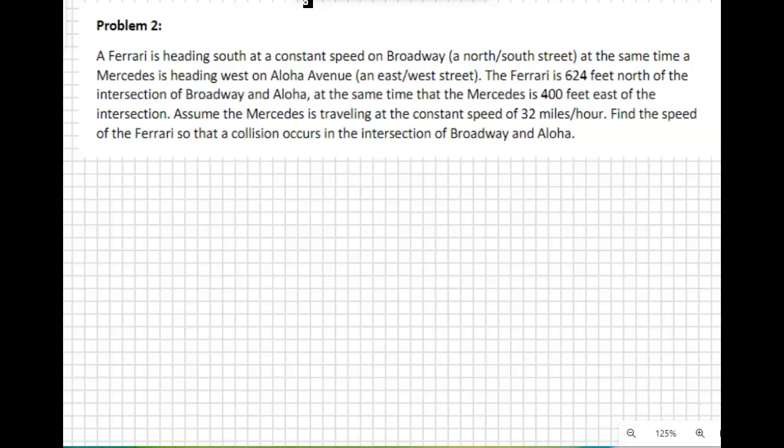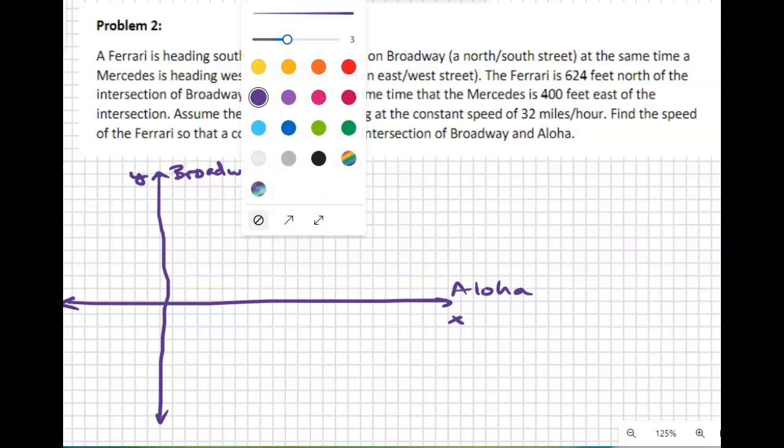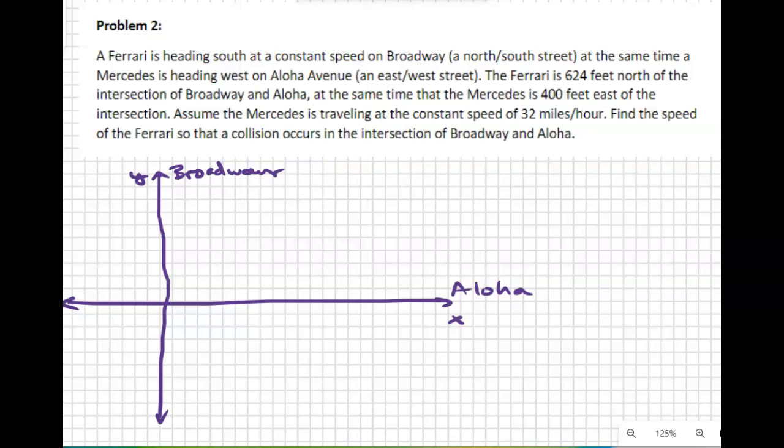Alright, so we need to draw a south-north street. This is Broadway, and an east-west street. This is Aloha. So it's kind of like having XY coordinates. It's always good to put XY coordinates in your plane. Like in your problem, it helps with solving the problem. And this is the intersection.